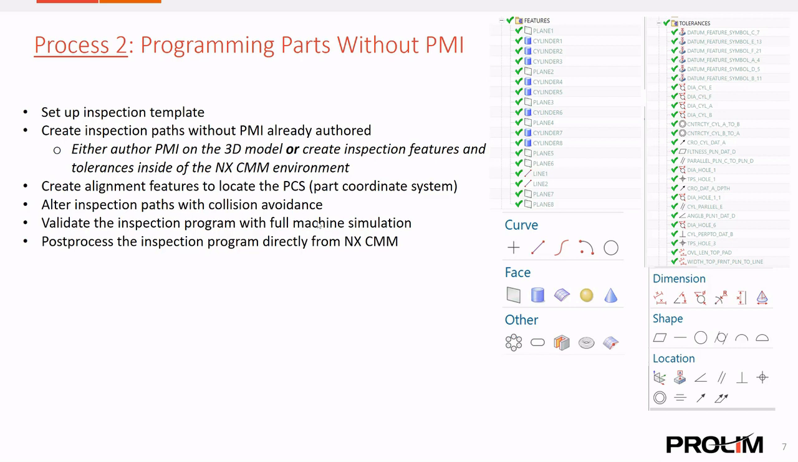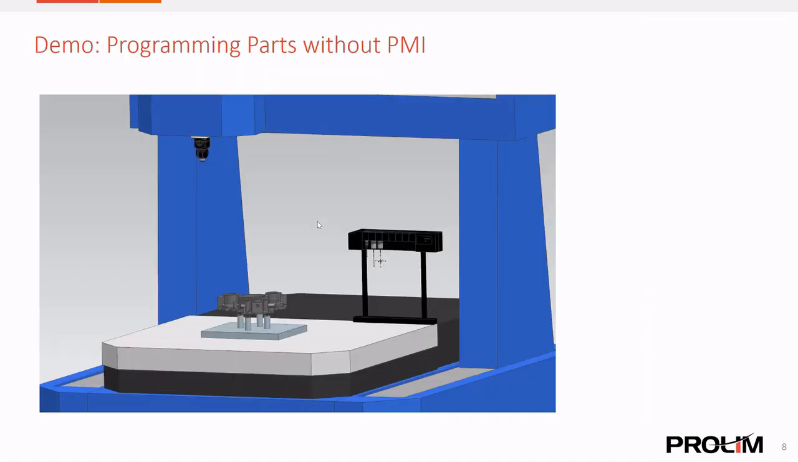We'll create the alignment features such as the PCS as we did before with the alignment assistant, and then alter those inspection paths to make sure there's no collisions, validate it with the machine simulation, and then post it out so then we can run it on our CMM machine. So let's go ahead here and look at a quick demonstration with the part that doesn't have PMI.